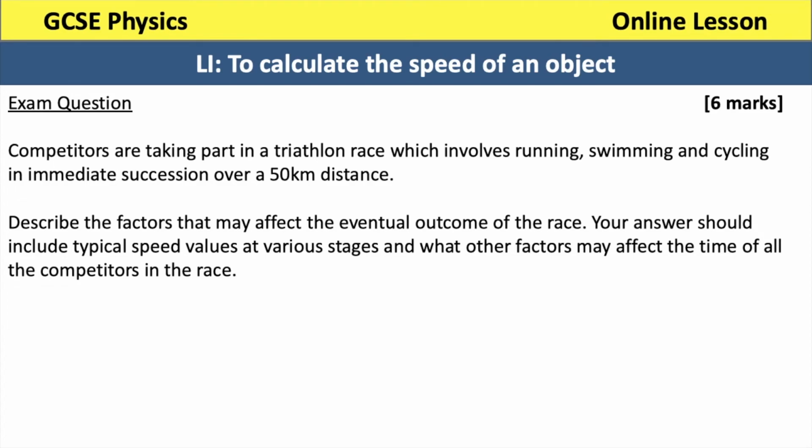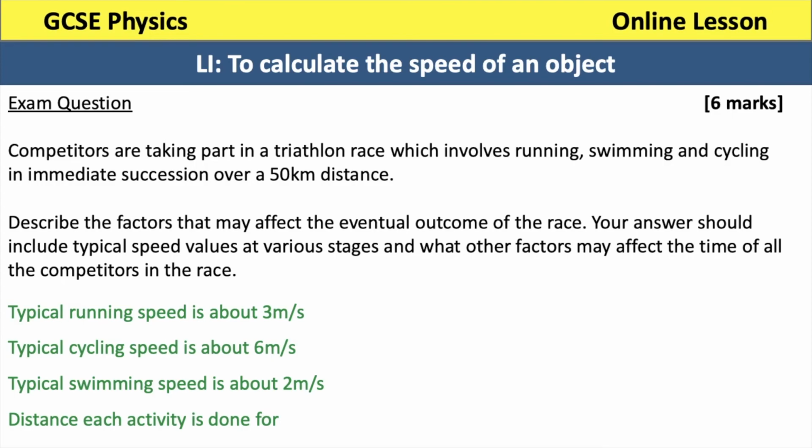Now, the first 3 marks for this question come for stating the typical speed values for each of the stages. Now, running we know is 3 metres per second. We've done that quite a bit today already. Likewise, we know that cycling speed is 6 metres per second, but at no point have I mentioned swimming to you.